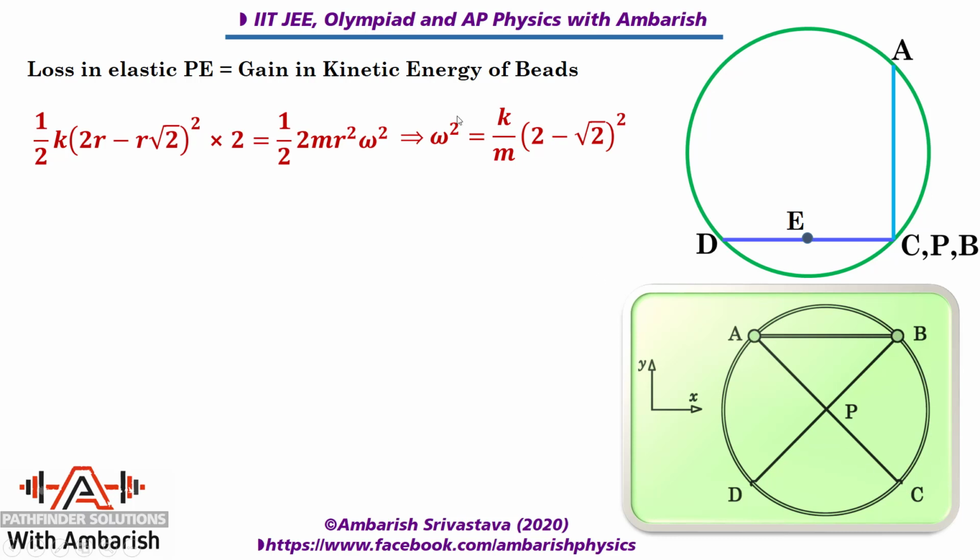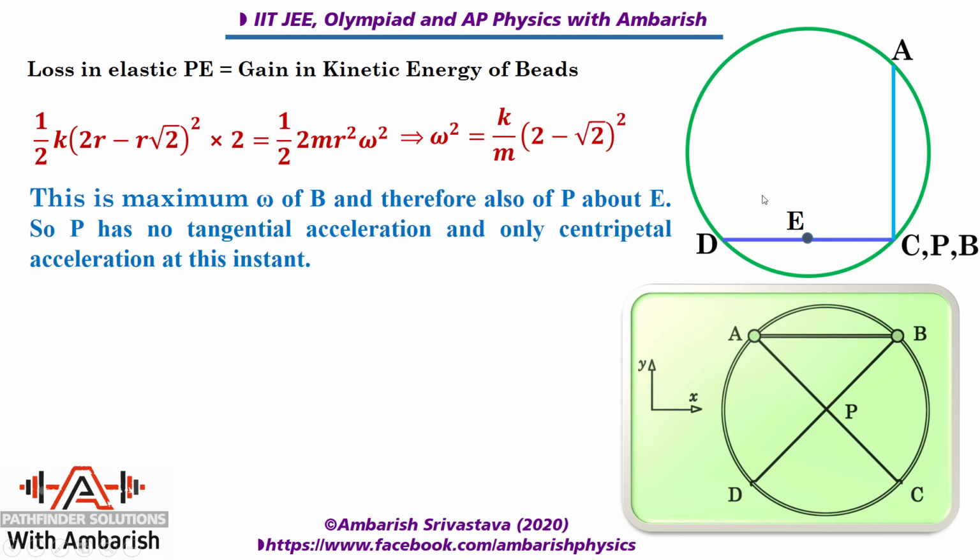So omega of B about O is this, and we showed that whatever is the omega of B about O, the same is the omega of point P about E. So this is also the omega of point P, which is moving in a circle about E with radius R by root 2. Now this omega must also be the maximum omega of B, because now the entire elastic energy is converted to kinetic energy. So omega of B is maximum at this instant, and when omega is maximum, d omega by dt is 0, or alpha is 0.